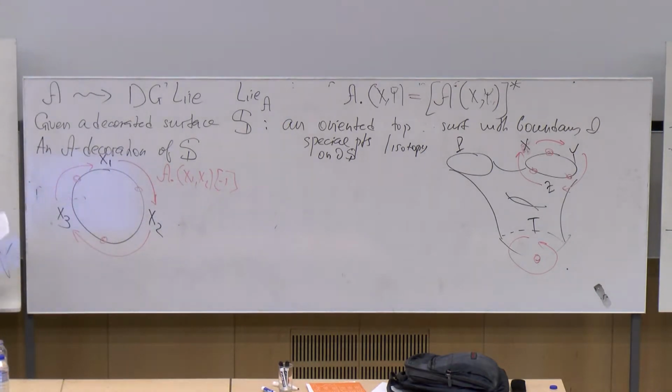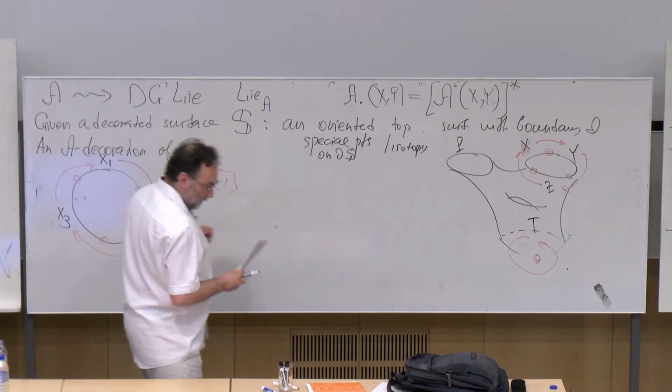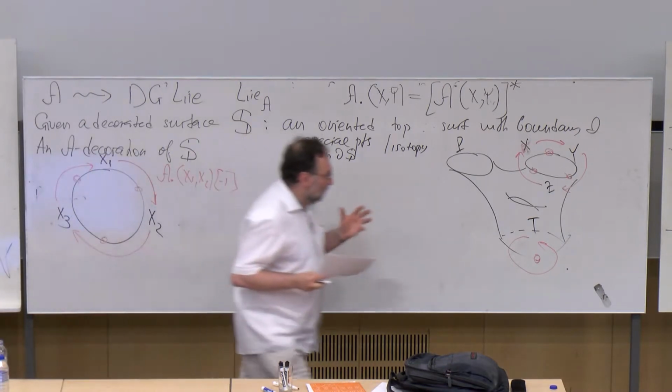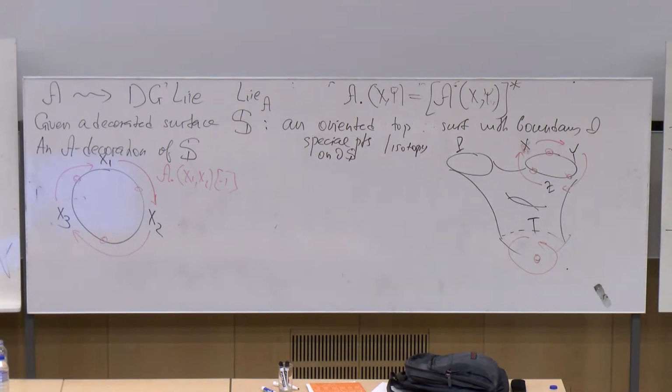Now, what do you do with this input? I define some space which will have a DG Lie algebra structure. So let me define this space.